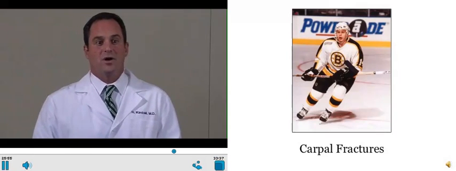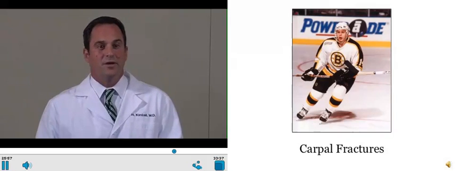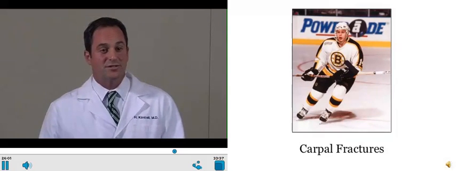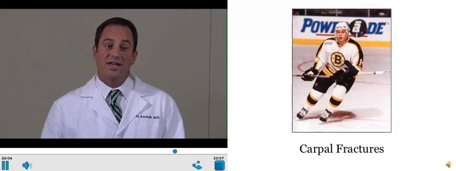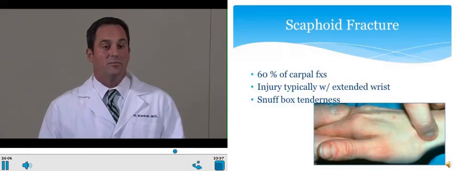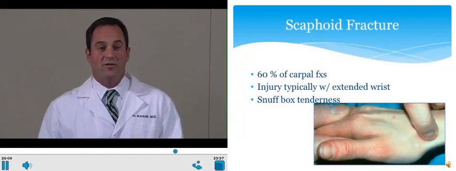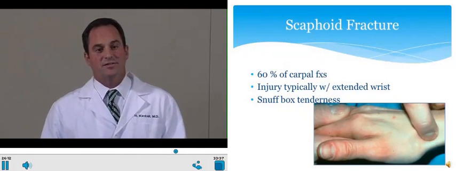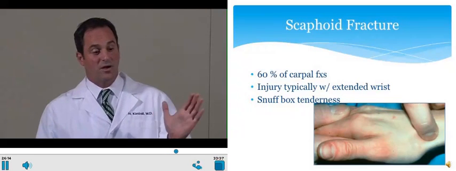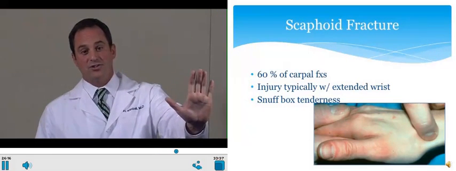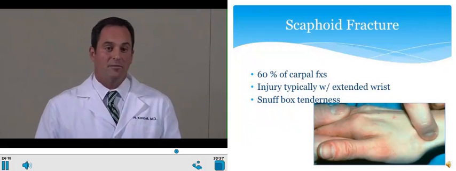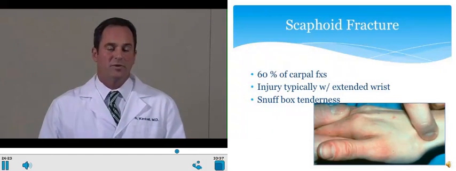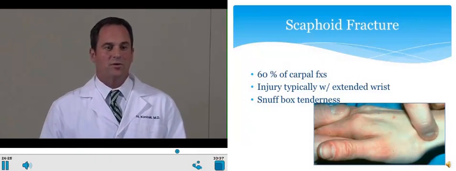So we'll move on to carpal fractures. At the wrist, the carpal bones have common injuries, and probably you all know about scaphoid fractures. They represent 60% of all carpal bone fractures. Typically you're injured when you have a fall on an outstretched hand or arm, maybe being tackled or falling, playing soccer or whatever sport.